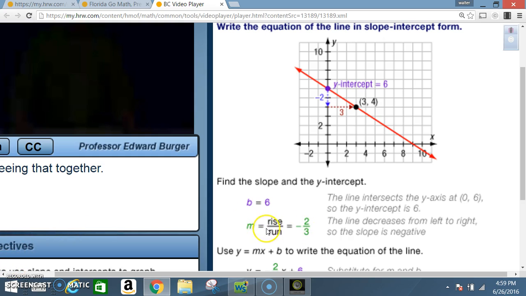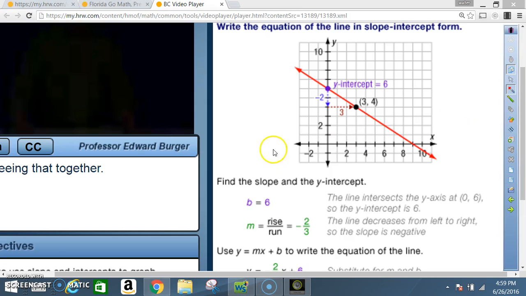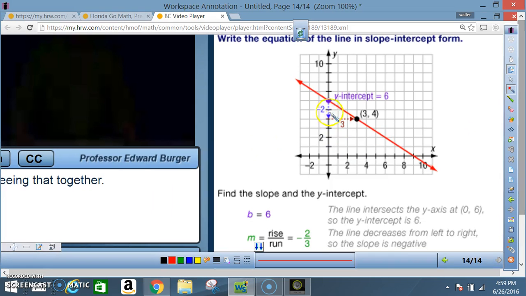Now notice how they have it written. M, slope, is equal to rise over run, which is equal to -2 over 3. Don't forget that -2 over 3 can be rewritten in 2 additional ways. It could be written where we just found it, with the negative sign right in the middle, or it can be written as, excuse me, that's incorrect, it could be written as +2 over -3.